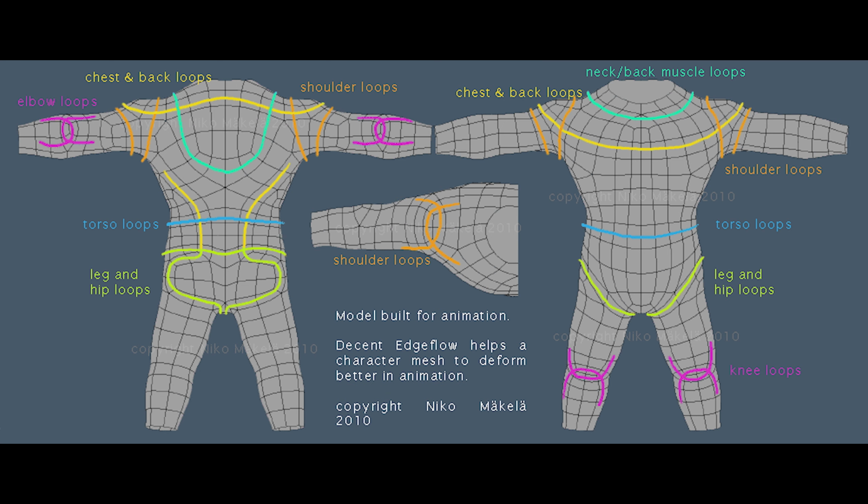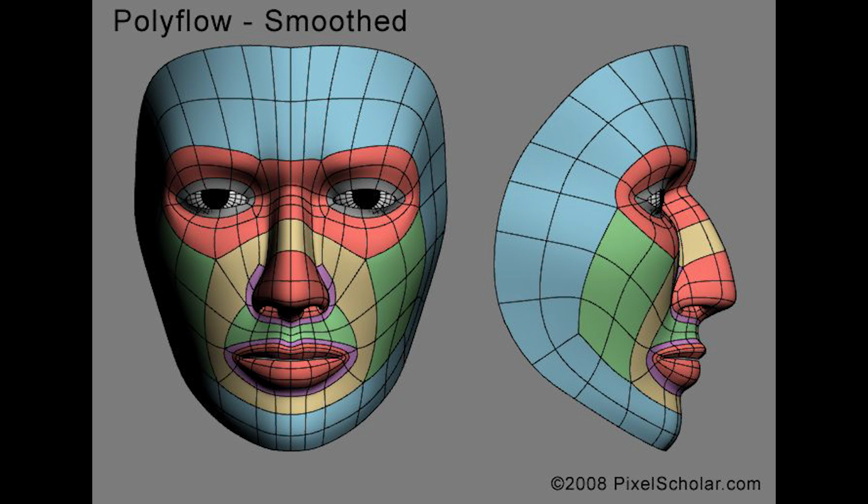Here's a quick map of how to create edge loops by Nico Michaela, and this is a face neural map from Pixel Scholar. Even though these are super old, they still are very valid resources and are great things to use for a mapping of edge looping for the body and face.